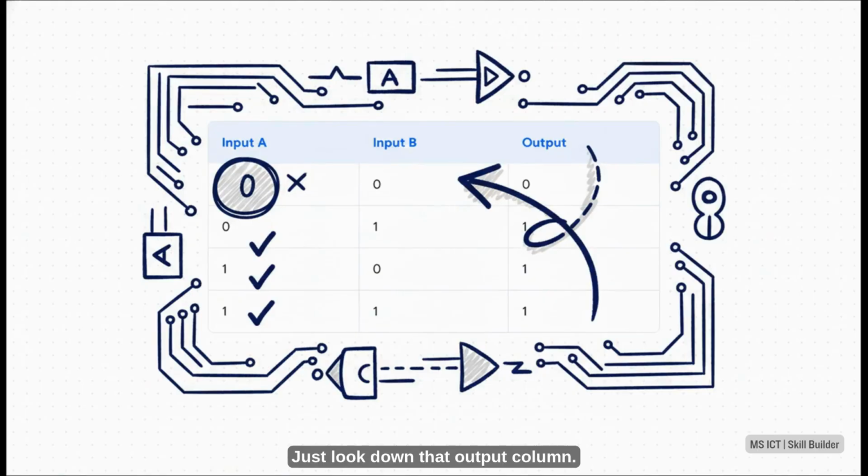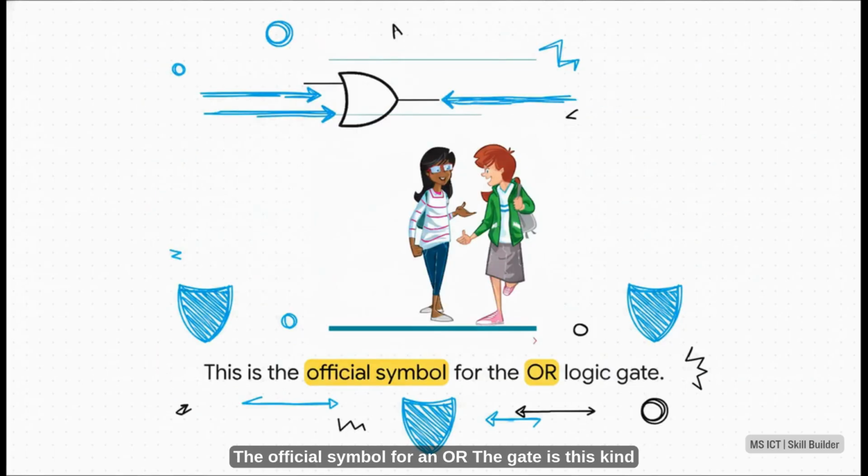Just look down that output column. As long as there's at least 1 1 coming into the gate, the output is going to be a 1. The only way you get a 0 is if both inputs are 0. The official symbol for an OR gate is this kind of curved shield-like shape. You can see the 2 inputs flowing in from the left and the 1 output flowing out on the right.